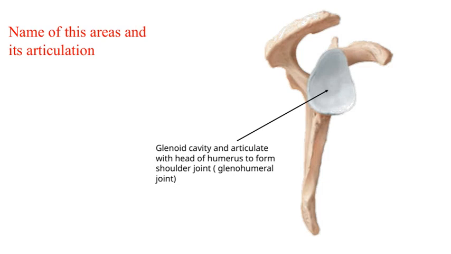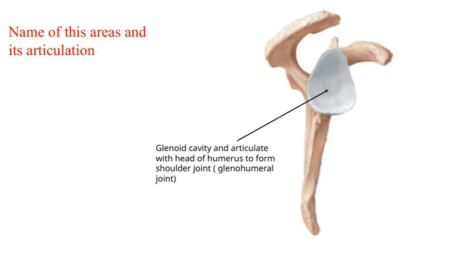Now, let's take a closer look at the glenoid cavity. This is a shallow, pear-shaped socket that plays a crucial role in shoulder mobility. It articulates with the head of the humerus, forming what we call the shoulder joint, or more specifically, the glenohumeral joint. This joint is essential because it allows a wide range of motion for the arm.